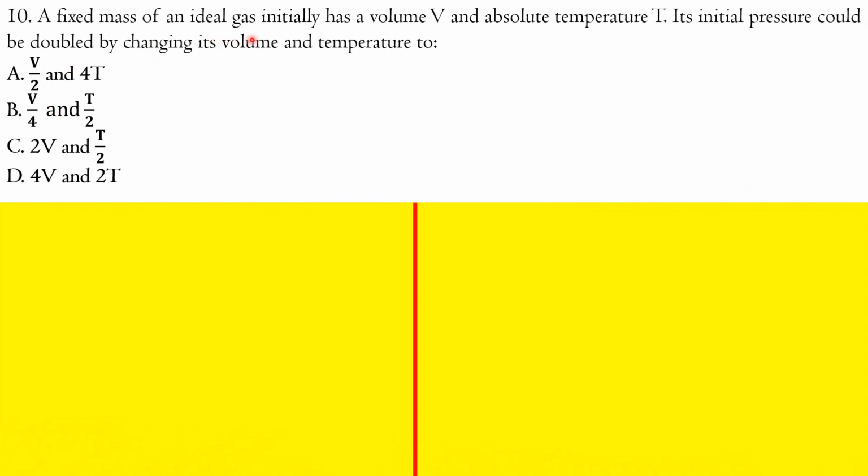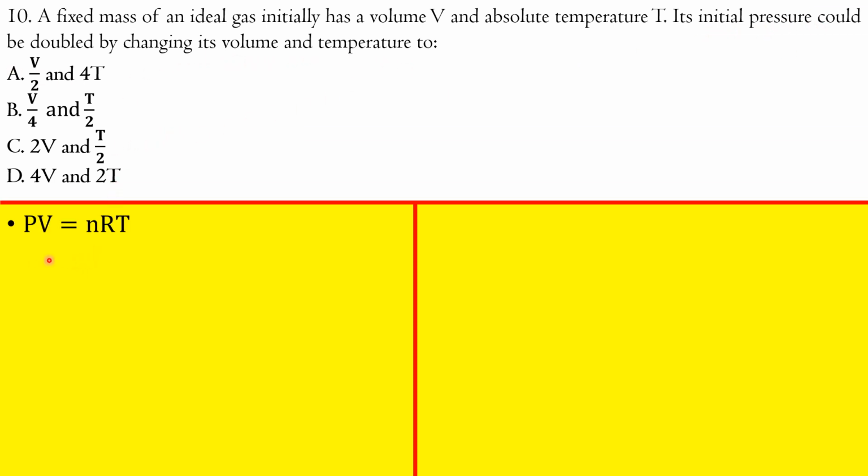The fixed mass of an ideal gas initially has a volume V and absolute temperature T. Its initial pressure could be doubled by changing its volume and temperature to. Well, this is very easy. Ideal gas equation is PV equals nRT. So PV over T becomes a constant because, remember, this is a fixed mass of gas. So the number of moles is a constant, and the universal gas constant R is also a constant. So PV over T is constant, which means P1V1 over T1 equals P2V2 over T2.